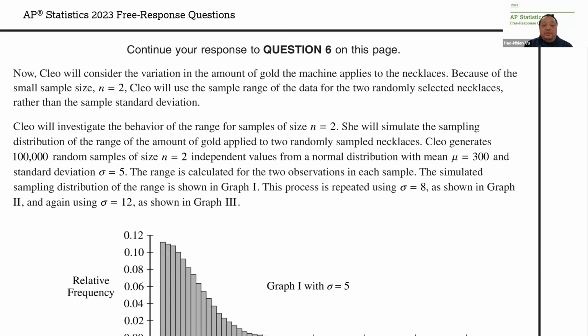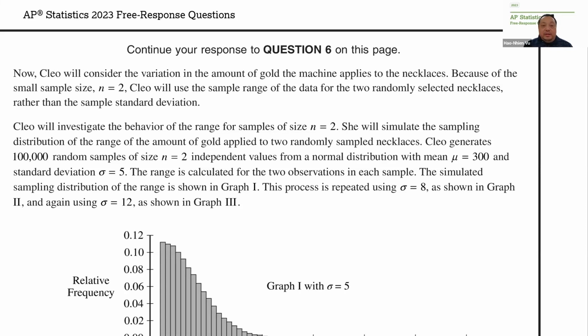Now Cleo will consider the variation in the amount of gold the machine applies to the necklaces. Because of the small sample size, n equals 2, Cleo will use a sample range of the data for the 2 randomly selected necklaces rather than sample standard deviation. Here's the investigative part. The part where you do inference on the range, which is something we've never done before in class.